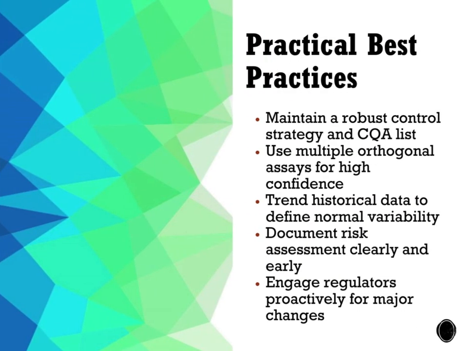Let's translate Q5E into day-to-day best practice. Maintain a robust control strategy and an up-to-date CQA list. Use multiple orthogonal assays for high confidence. Trend historical data to define normal variability, not just spec limits. Document risk assessment early, before you test. Engage regulators proactively for major changes rather than surprising them at submission. These steps reduce both scientific risk and regulatory friction.